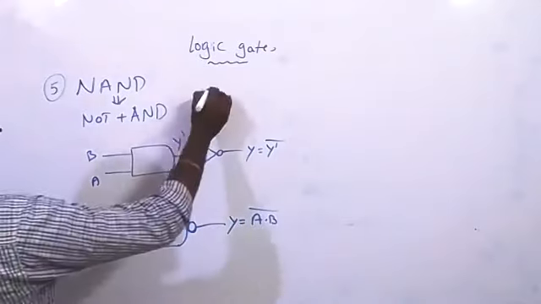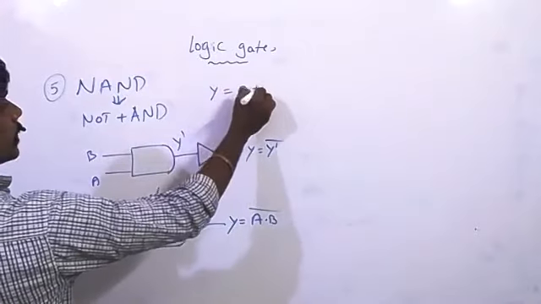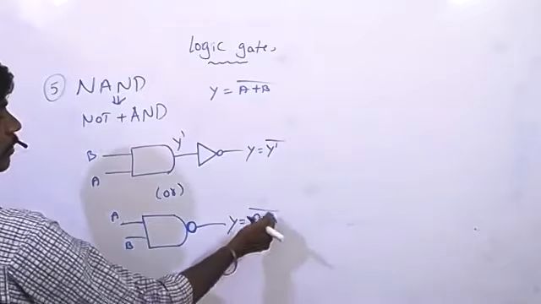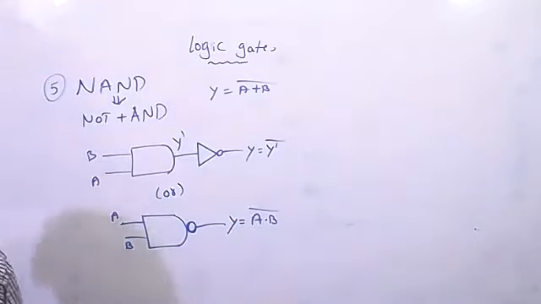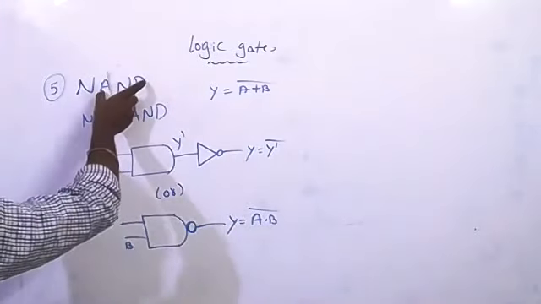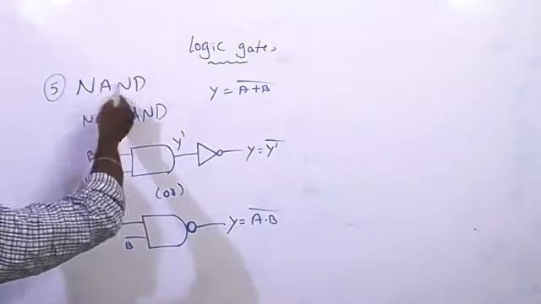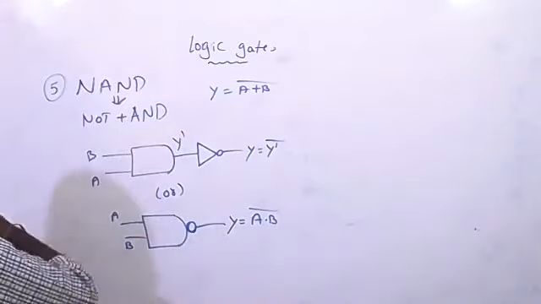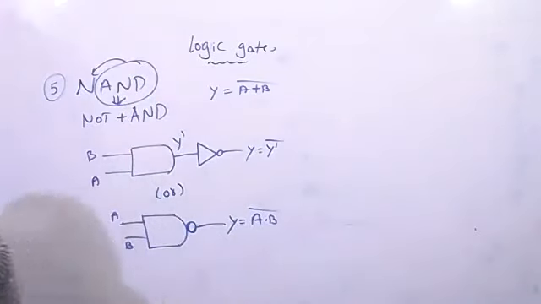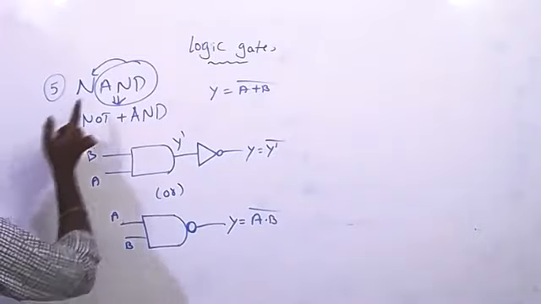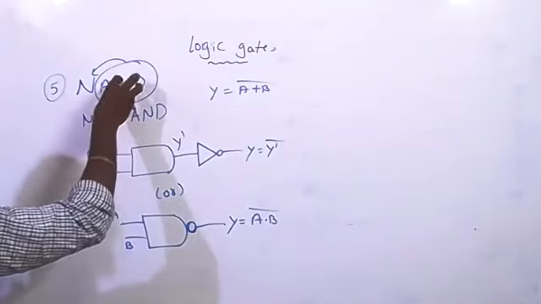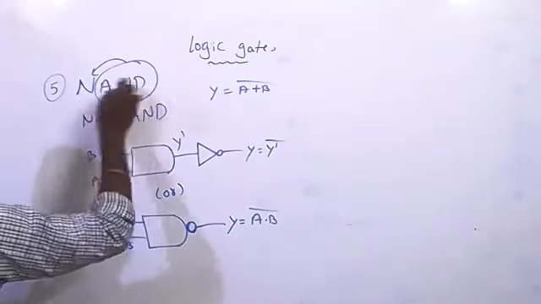NOR gate result is Y equals (A plus B) bar. NAND gate is (A dot B) bar. It is not A and B, but NAND. Opposite of AND is NAND. So it is nothing but NOT AND. That is what it is telling: NOT AND. So the NAND gate is just the opposite of the AND gate.